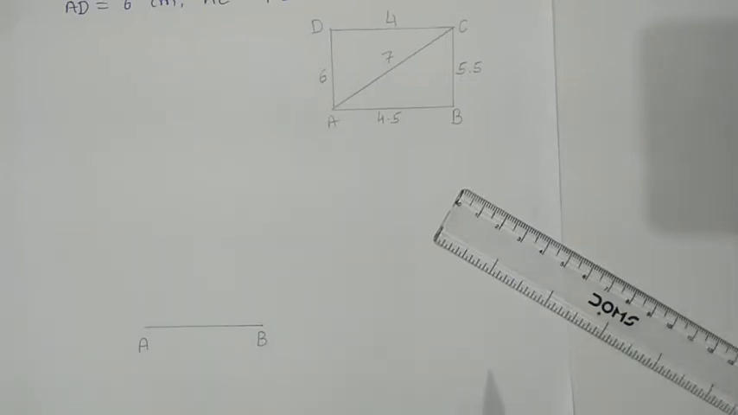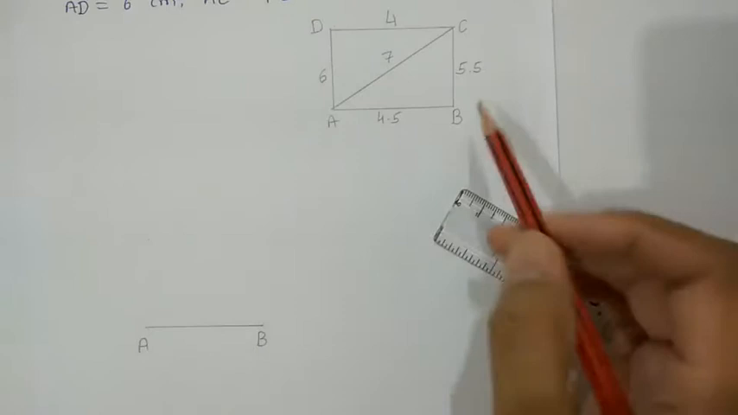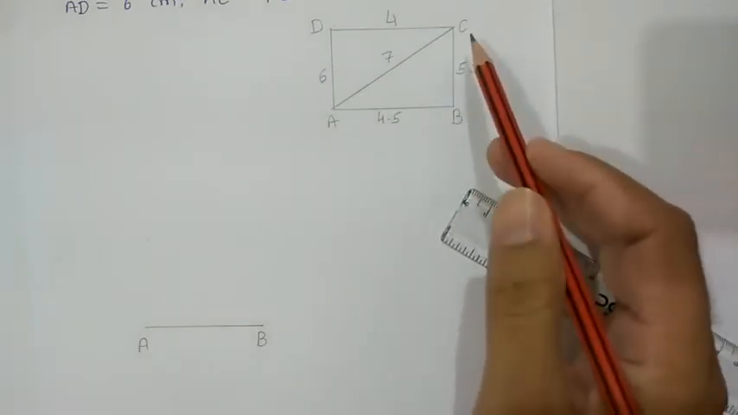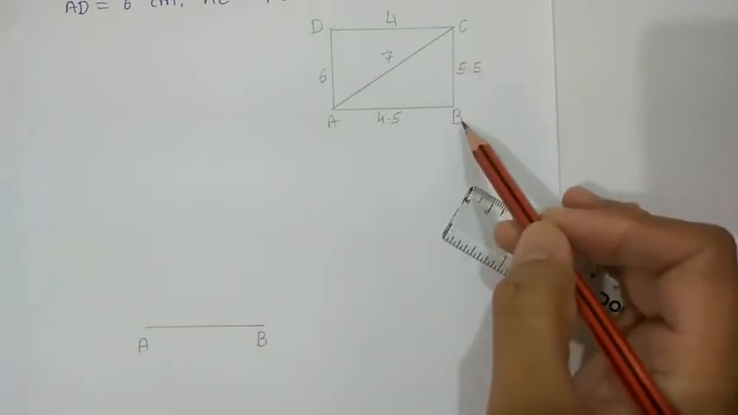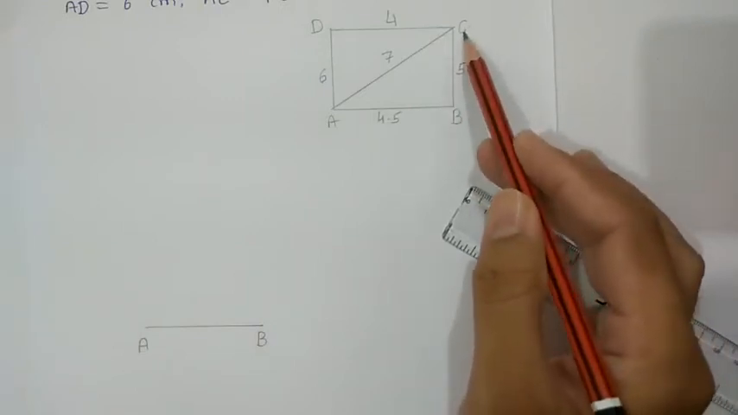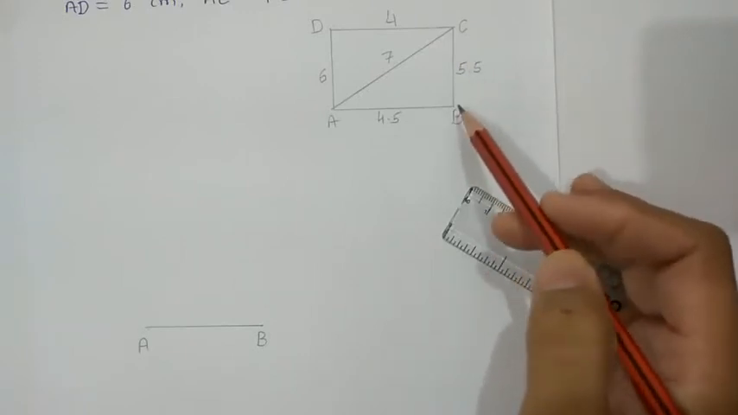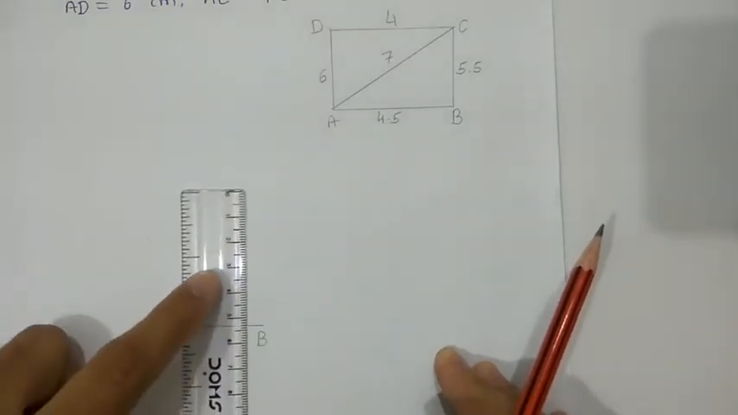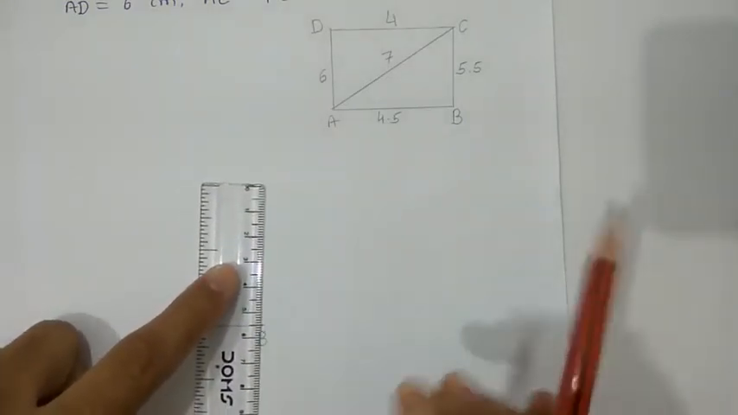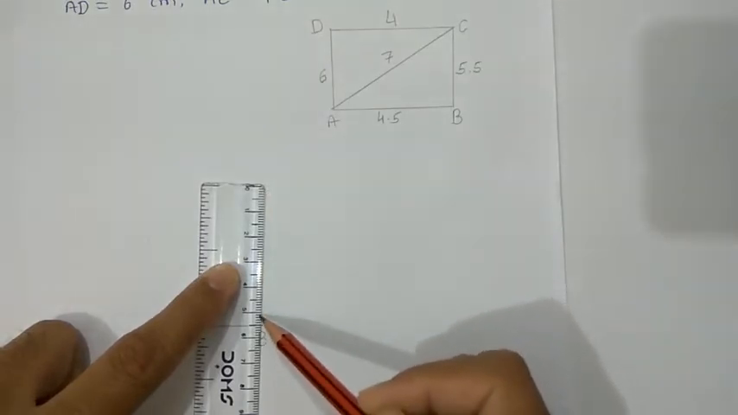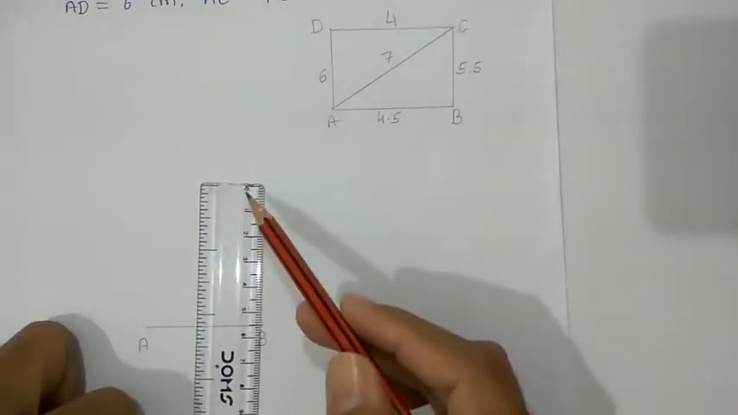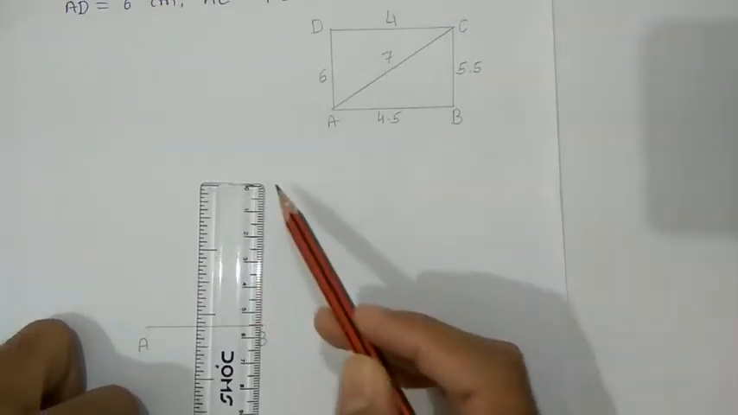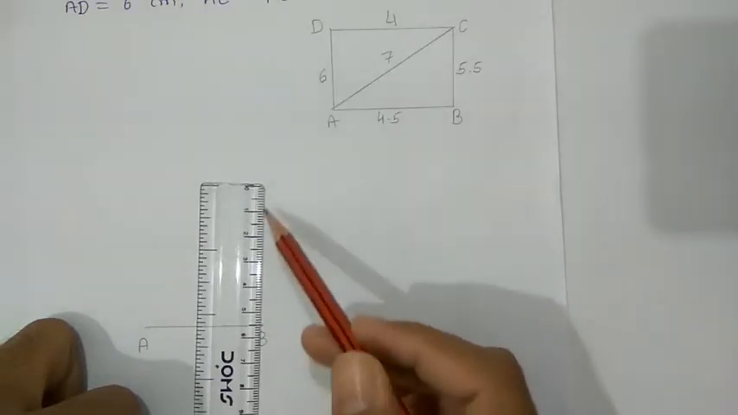Okay, so now how to draw the C point, right? Now we want to draw BC line segment. So here the distance of this point C from B is 5.5 centimeter. So how much distance do we have to take? 5.5 centimeter. If we take it as 5.5, see this is 0, 1, 2, 3, 4 and 5, and this is 5.5.